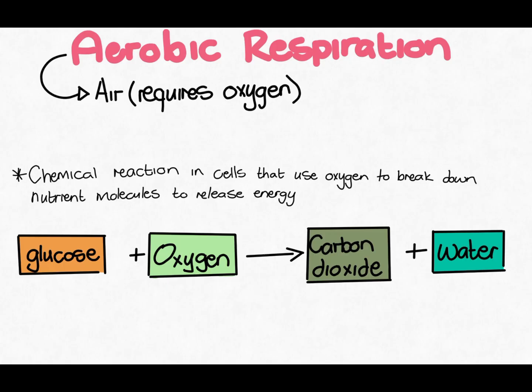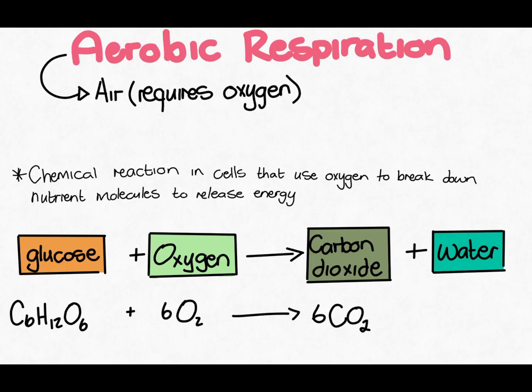Now we can write this as a balanced chemical equation as well. So glucose is 6 carbons, 12 hydrogens, and 6 oxygens, whereas oxygen would be 6 molecules, and this will produce 6 molecules of carbon dioxide or CO2 and 6 molecules of water or H2O.